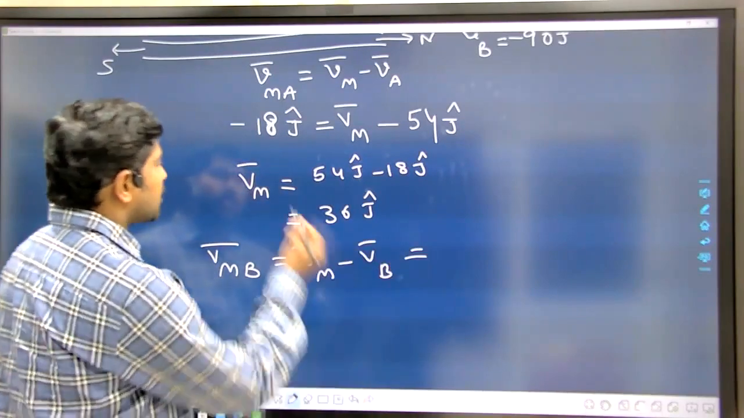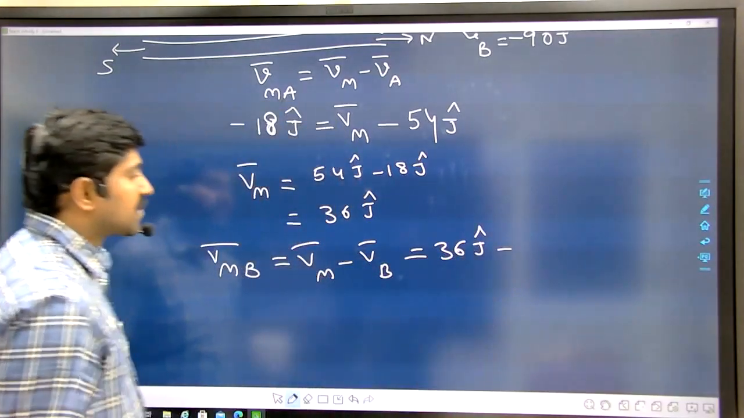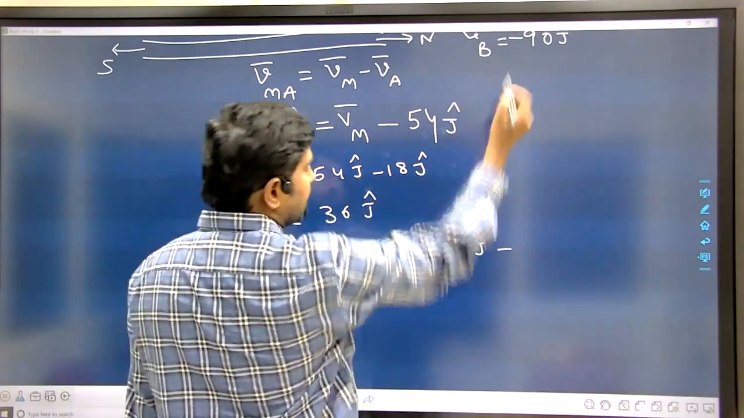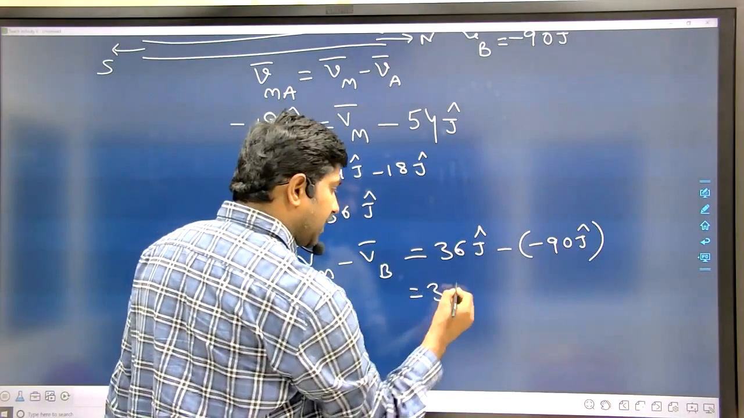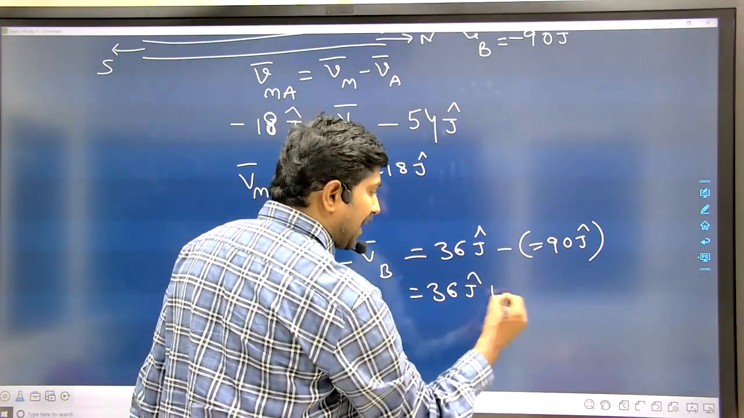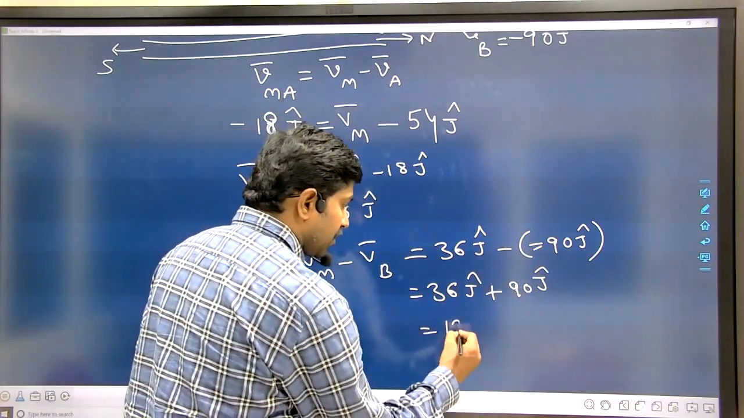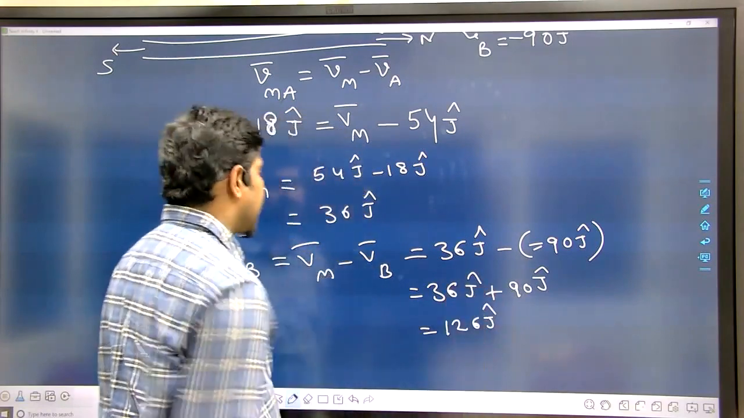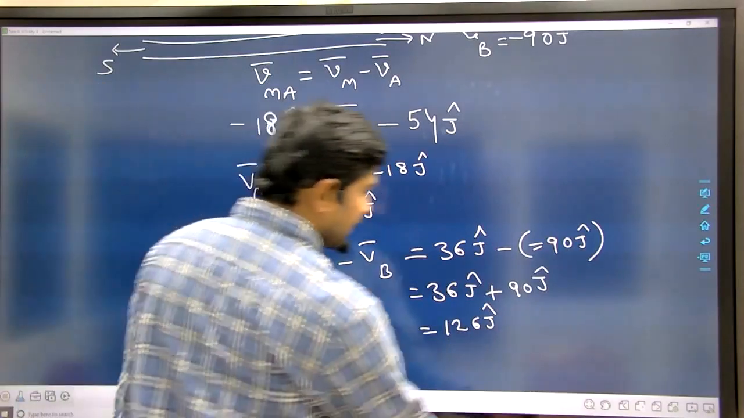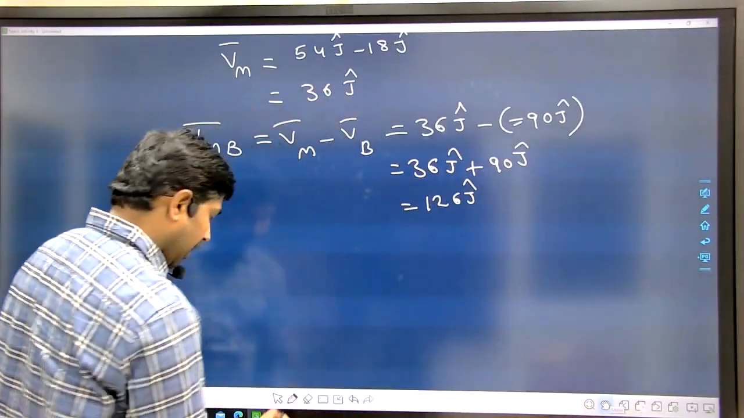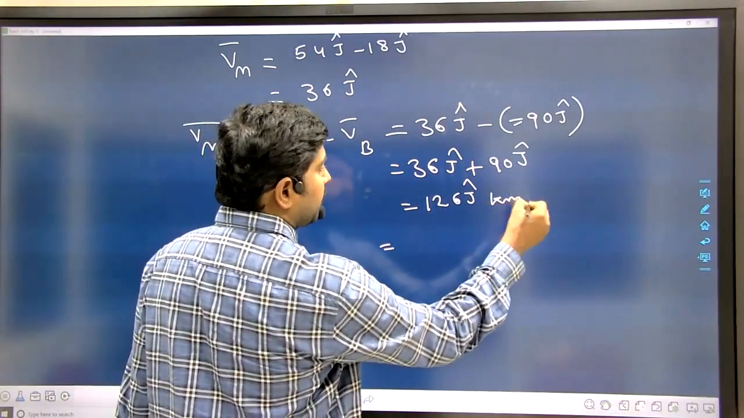What is VM bar? The velocity of monkey, we just got the answer, that is 36 j cap, minus, what is the velocity of B bar taken? It is minus 90, na? This is minus 90 j cap. Totally 36 j cap minus into minus, plus 90 j cap. 36 plus 90 will be 126 j cap. That is 126 kilometer per hour. But the options were given in terms of meter per second. So how can you convert kilometer per hour into meter per second? That is nothing but, if it is in kilometer per hour.